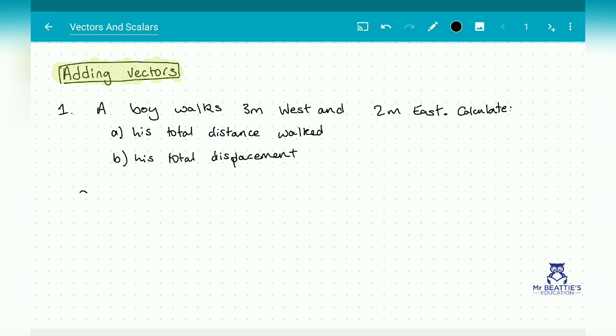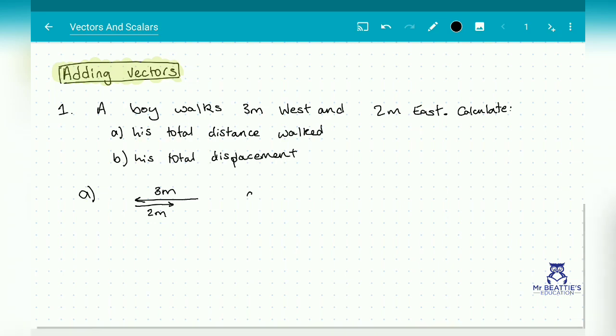So looking at this example, the first thing I'm going to do is, we have a boy who walks 3 meters to the west. So that means he is going to go 3 meters this way. He's then going to come back and walk 2 meters east. Now those would be the 2 vectors that he walked. For part A we have to work out the total distance he walked. Now distance is a scalar, so it doesn't take into consideration the different directions that he walked. It only takes into consideration the magnitude of it.